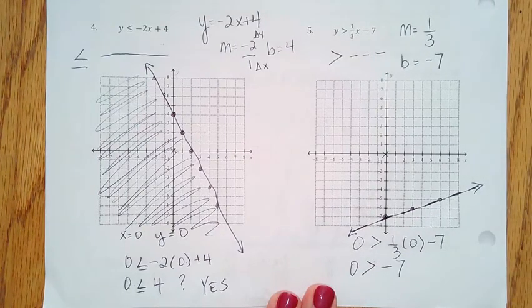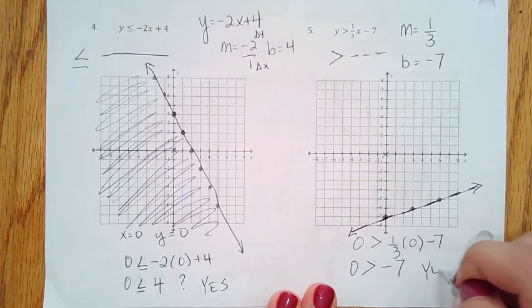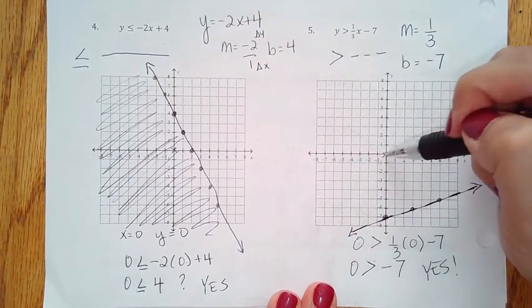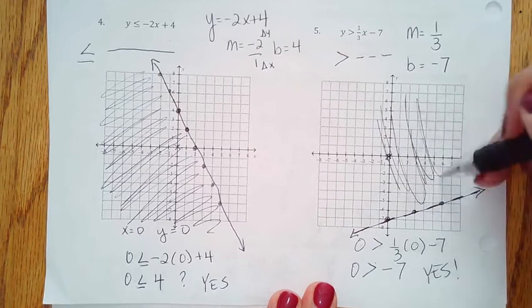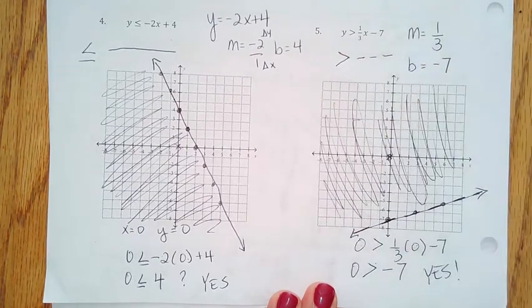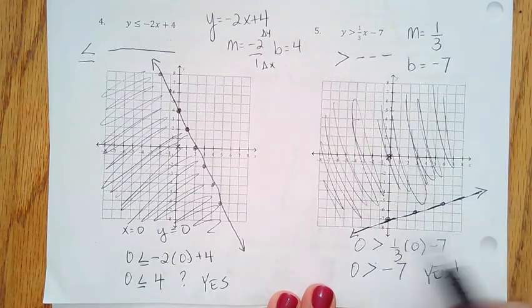Is that a true statement? Yeah, 0 is greater than negative 7. So that means wherever this is, that's the side that I shade. If the answer was no, I would have shaded down here.